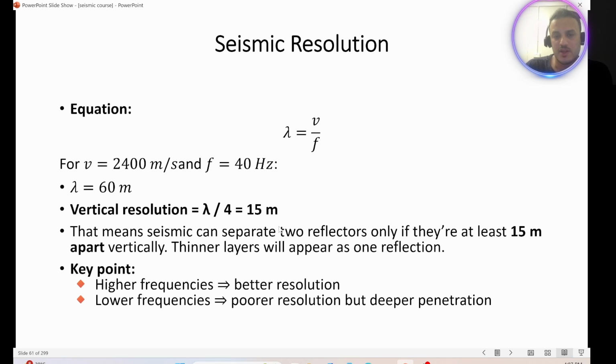What does that mean? So the smallest feature that we can detect the reflections from is 15 meters. Anything below the 15 meters, we cannot see these reflections. It will overlap with the lower and upper layers. Anything within the 15 meters and above, we can detect the reflections between the two layers. So the thinner layers will appear as one reflection if they are lower than 15 meters. So the key points: higher frequency, better resolution; low frequency, poorer resolution but deeper penetration.